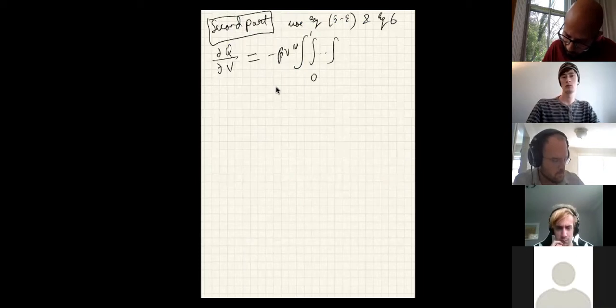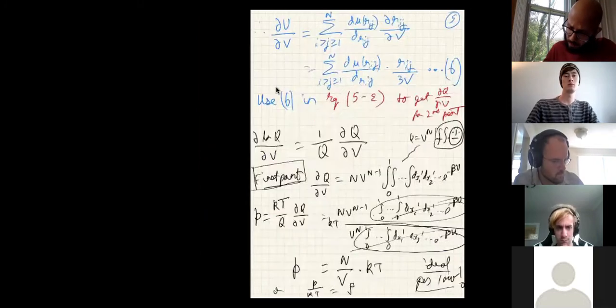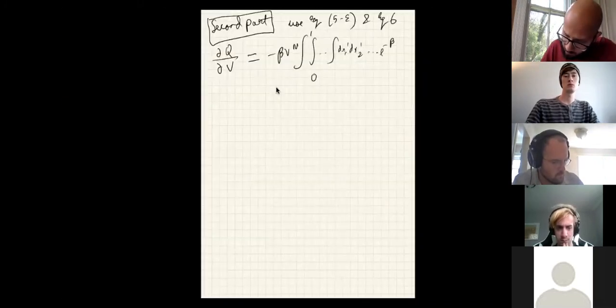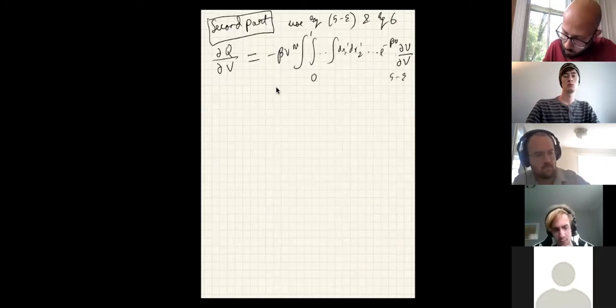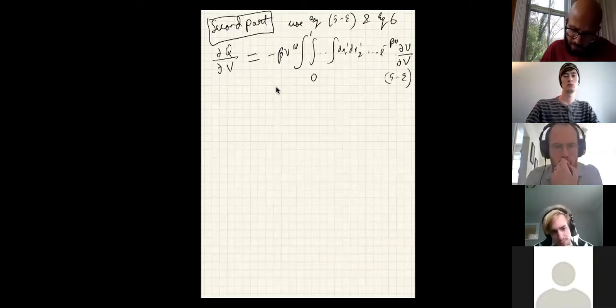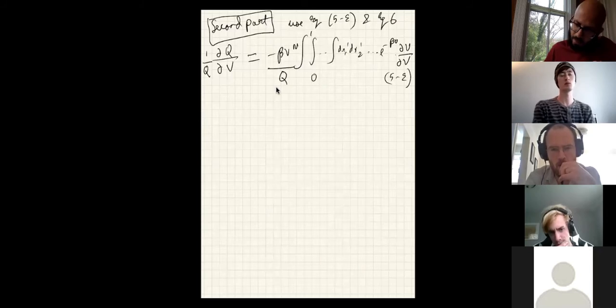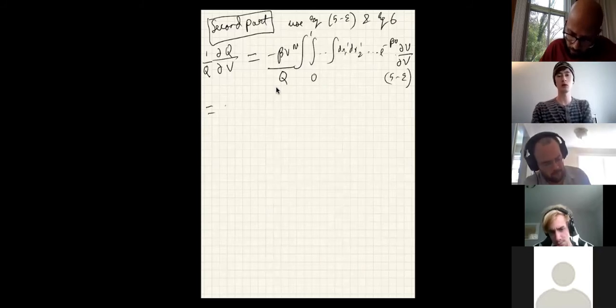0 to 1 for everything, dx1 prime, dx2 prime, and partial e to the power minus beta u multiplied by partial u by partial v. This was just equation 5 minus epsilon. Now we can put equation 6 in it. And also we are interested in partial ln q, so let's start dangling the q over here and use equation 6. Again, major simplification is going to happen soon, so don't lose hope.